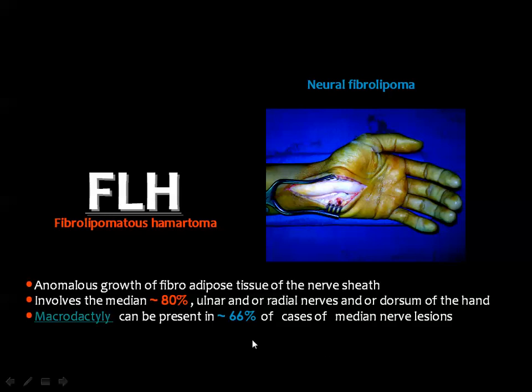this is a particular lesion which affects the nerves, and the most common nerve affected by this lesion is the median nerve, which is involved in about 80% of these lesions, but the lesion can also involve the ulnar nerve or the radial nerve or the dorsum of the hand. And sometimes there is macrodactyly in patients who are affected by fibrolipoma of the median nerve.